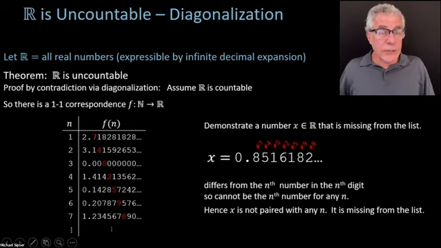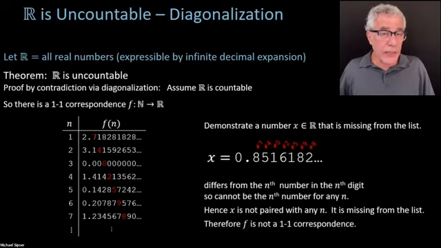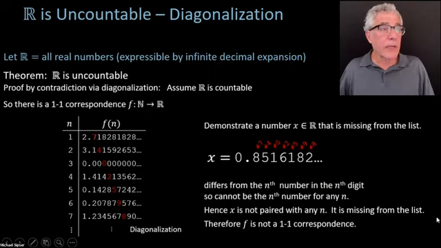Here's a summary of what I just said. F is not a one-to-one correspondence, no matter what you try to do. You can't come up with a one-to-one correspondence, so that's the contradiction. Okay, so that proves that R is uncountable. And that's why, by the way, we call this a diagonalization, because we're going down this diagonal here. That's where the name comes from. Okay, that's it.